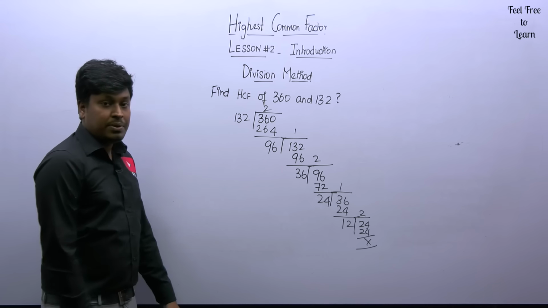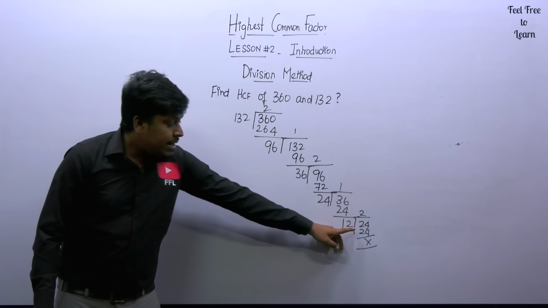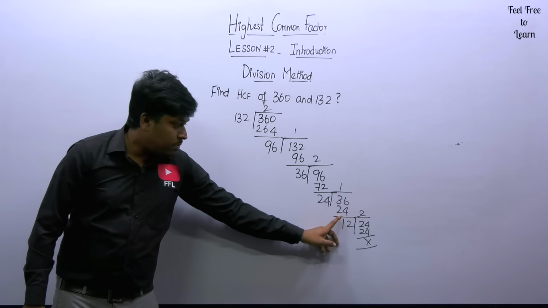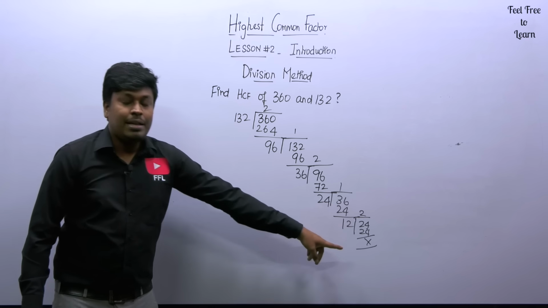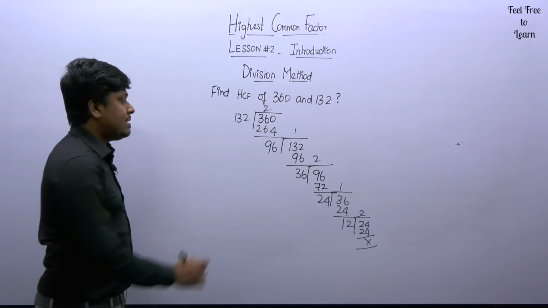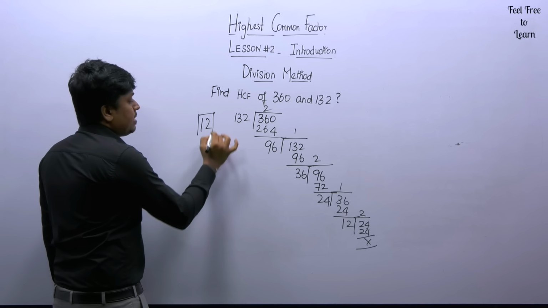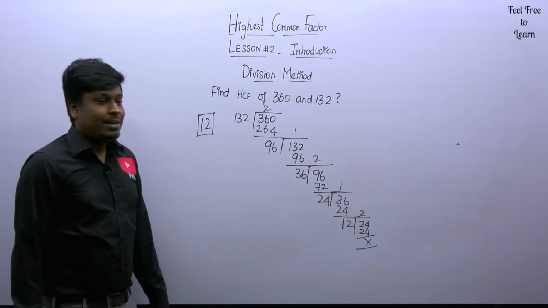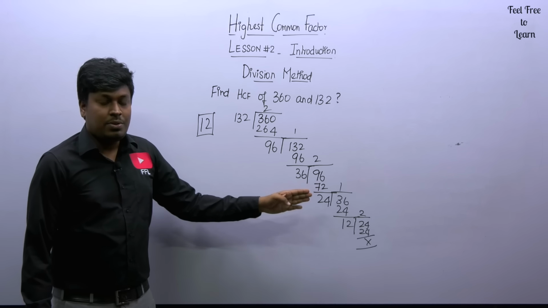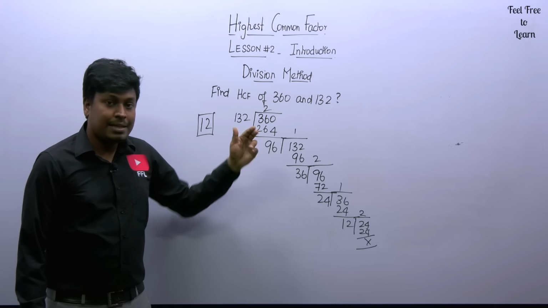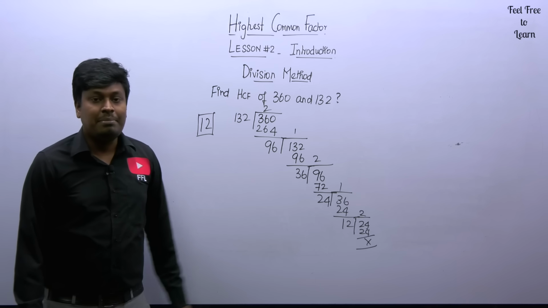So when it becomes 0, finally while dividing 24 by 12, it becomes the remainder 0. So we are saying that HCF for the number is 12. Understood or not? Right? This is called as division method. You have to divide the divisor by the remainder until it gets the remainder 0.